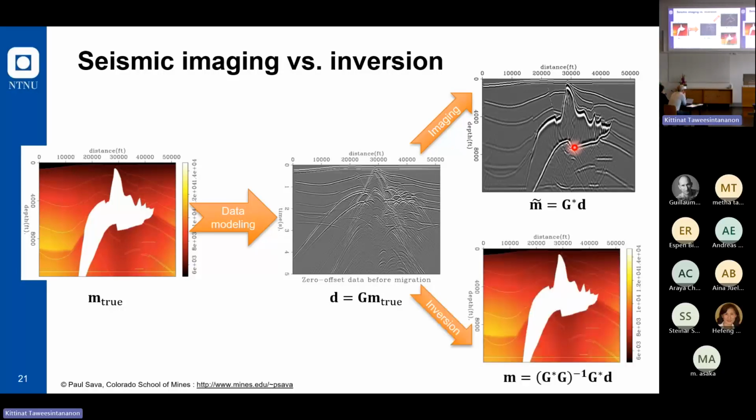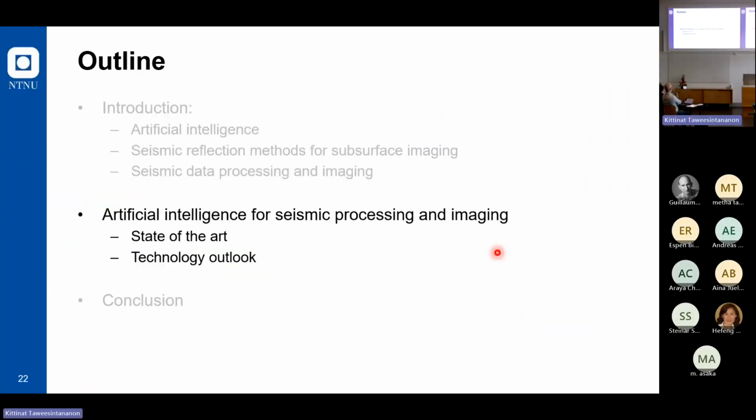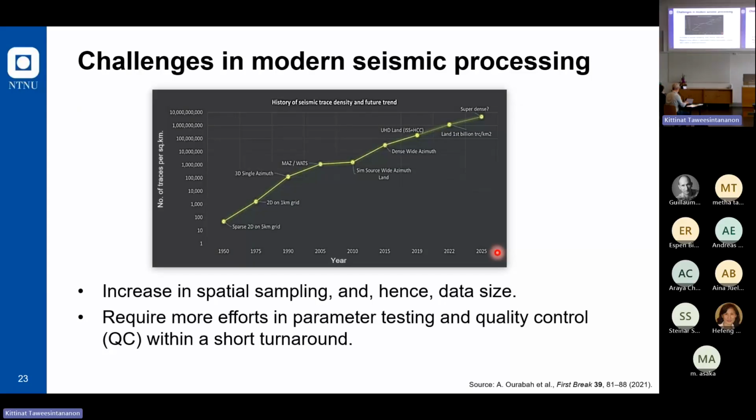But what inversion does is really try to compute the inversion matrix for the data in order to get the model. So this is the inversion. That's the difference between imaging and inversion in some sense. So now we see how we can combine artificial intelligence and seismic processing and imaging.